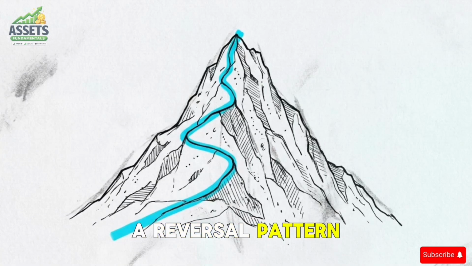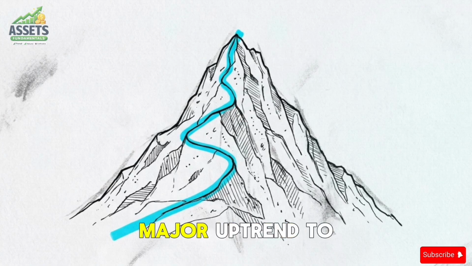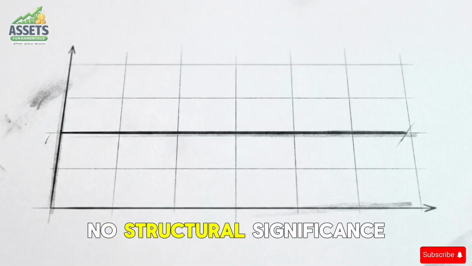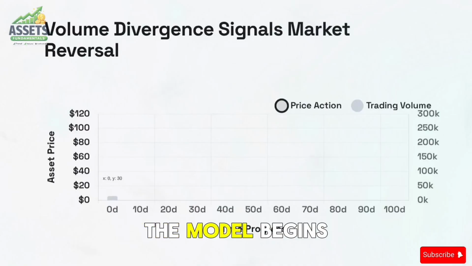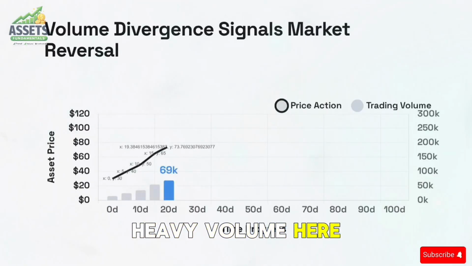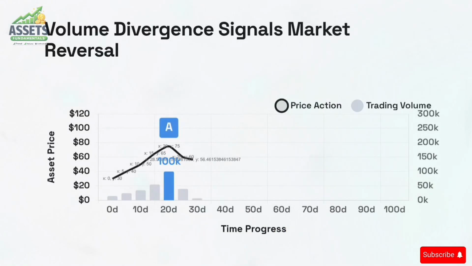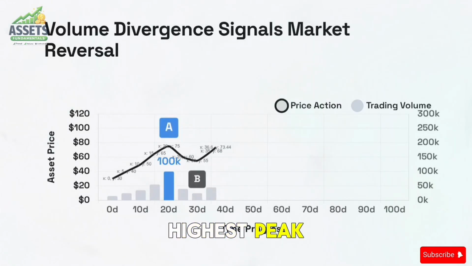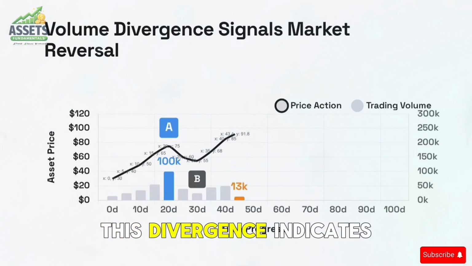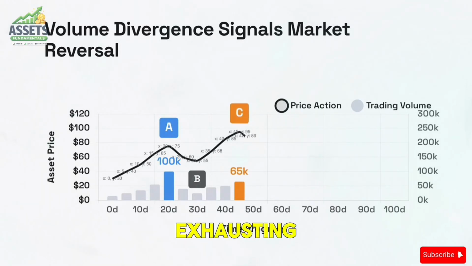A reversal pattern requires a prior established major uptrend to reverse. Without that momentum, the pattern has no structural significance. The model begins with a strong peak and normal pullback. Heavy volume here signals a healthy trend. The market then rallies to the highest peak, the head, but volume is noticeably lower. This divergence indicates buying momentum is exhausting.